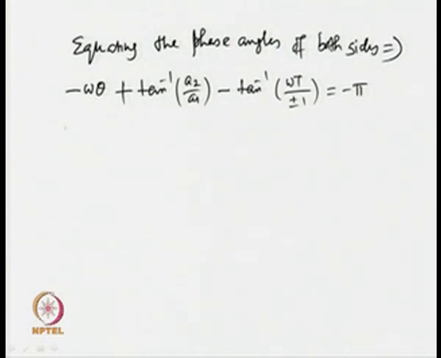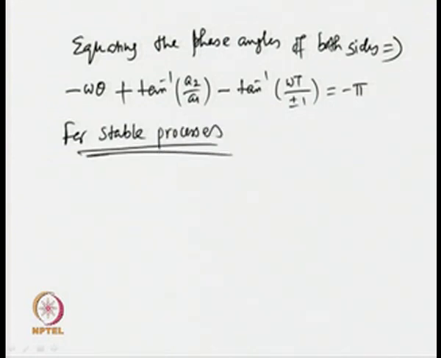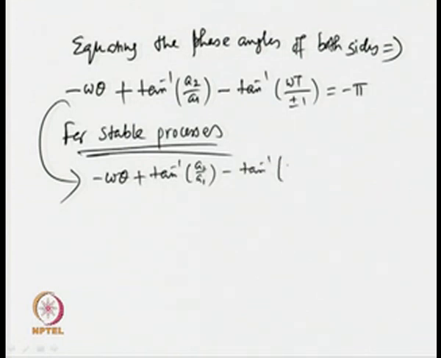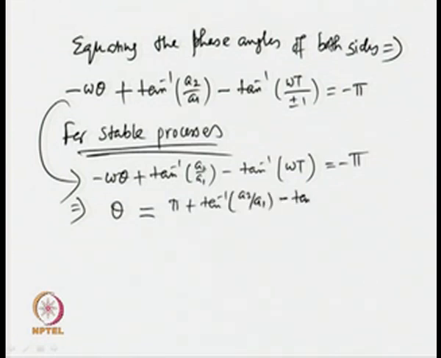So, with little modification, for stable processes, when the system or plant is a stable process, this equation can be written as minus omega theta plus tan inverse of A2 upon A1 minus tan inverse of omega t, now because here it will be plus 1 in the denominator, is equal to minus pi, giving us an expression of the form theta is equal to, I am directly writing now, pi plus tan inverse A2 by A1 minus tan inverse omega t divided by omega.